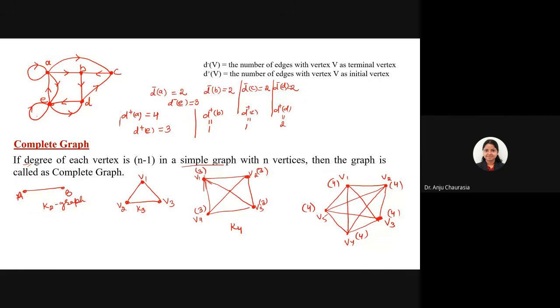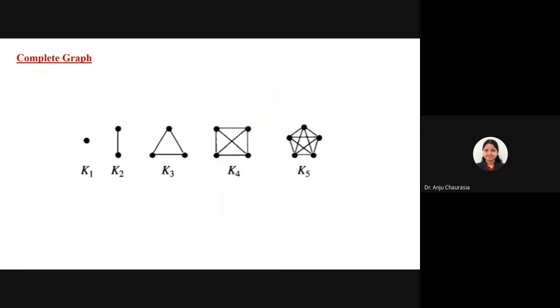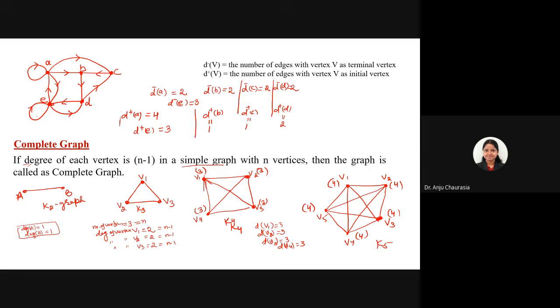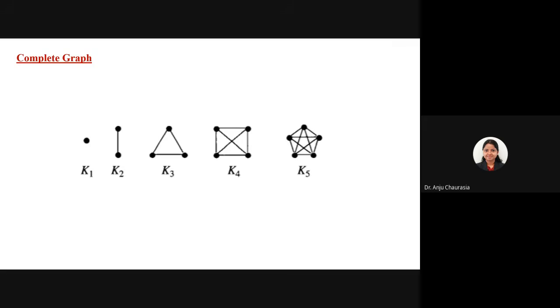So if I am using the word degree, it means degree here is for undirected. If I am specifying in degree or out degree, it will be for directed. So that I have made actually in class. Here you can see this is the only one with one direction.